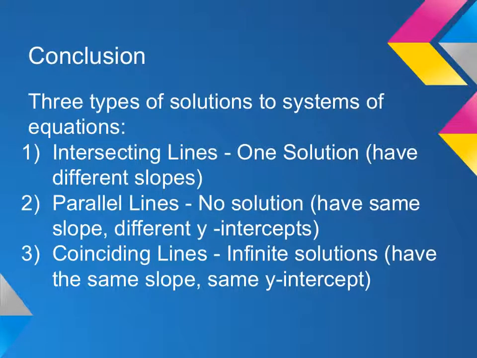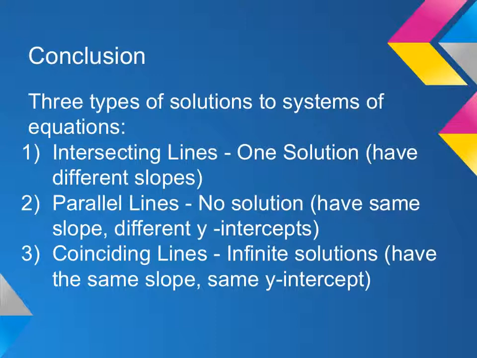So the things you need to remember about your systems of equations. If you are finding the solution, it is an ordered pair that will satisfy both equations. If the lines intersect, there is one solution. They have to have different slopes to intersect. If their lines are parallel, there is no solution. That means they have the same slope but different y-intercepts. Those are called inconsistent systems.